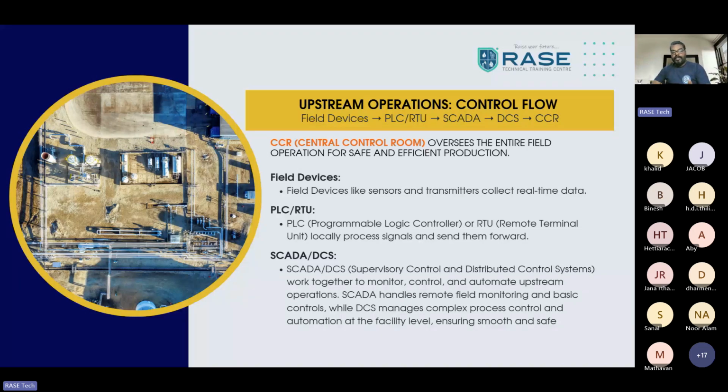So field devices collect the real-time data, passing it through the RTU. The RTU will monitor the data, then process the signal to give to the SCADA software. The SCADA software and DCS are a multiple complex. They work together to monitor and control the system, controlled by automation. This is called SCADA DCS. This is called the control flow of upstream operations. Then we will come to the point here.